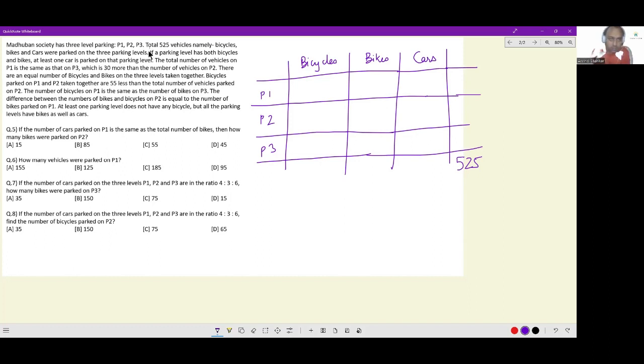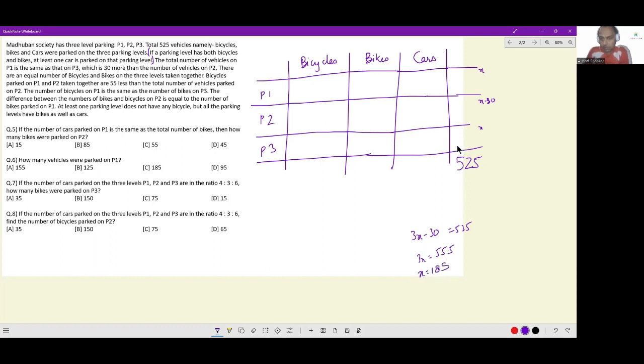Now this instruction you will follow. If a parking level has both bicycles and bikes, at least one car is parked on that level. So whenever I have both bicycle and bikes, cars have to come. The total number of vehicles on P1 is same as on P3, which is 30 more than the number of vehicles on P2. So if this is X, this is X, this is X minus 30. We know the total is 525, so we can figure out the value of X. 3X minus 30 is 525, or 3X is 555, or X is 185.